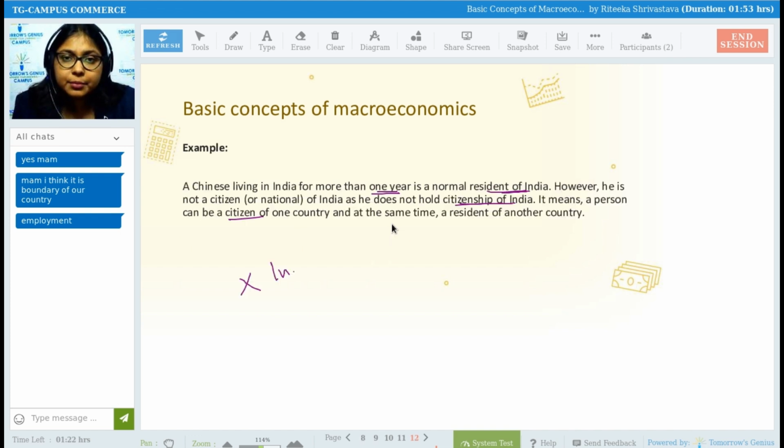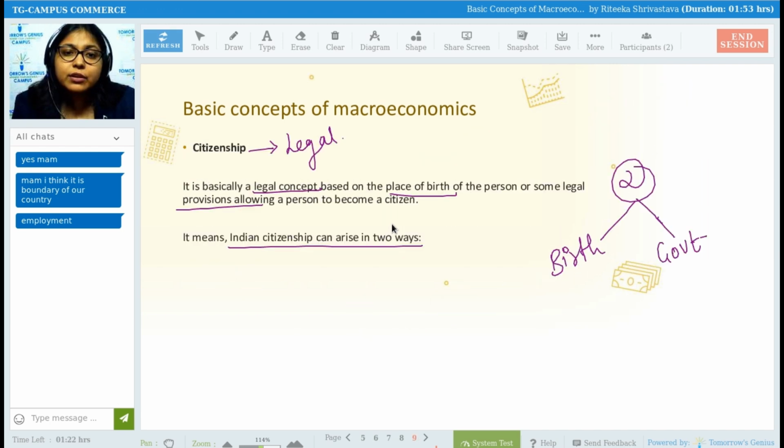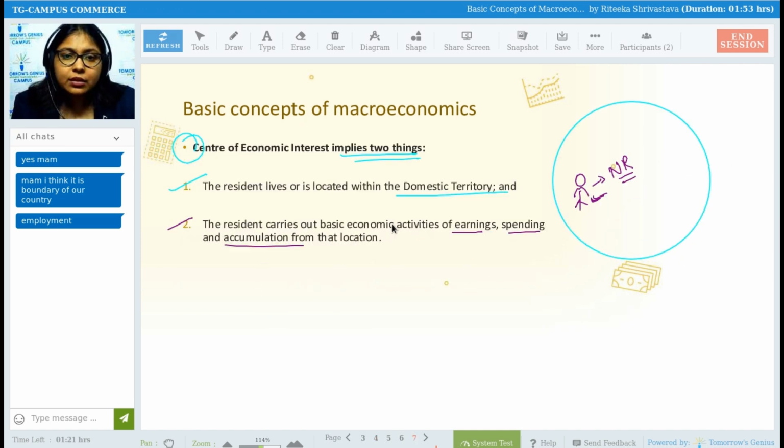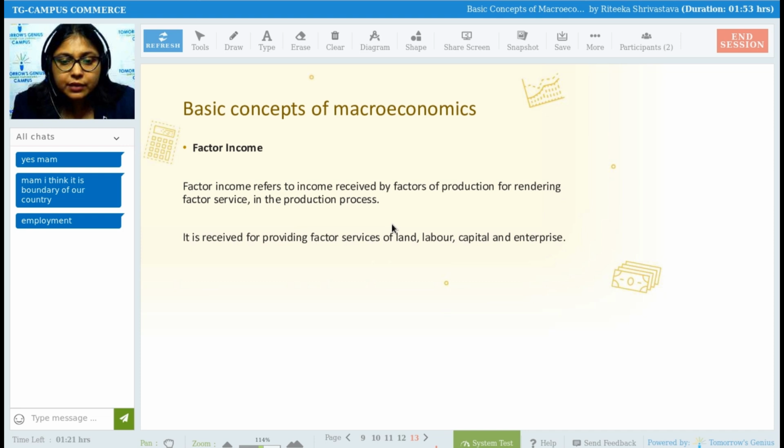Normal resident, we saw citizenship, we saw residentship, and we saw domestic territory. Any doubt from any of the words which we completed? Domestic territory, normal resident, then citizenship, residentship. Should I go on to the next term? Yes, Mridula, no doubts still here. Any doubts? Should I start with the next term?